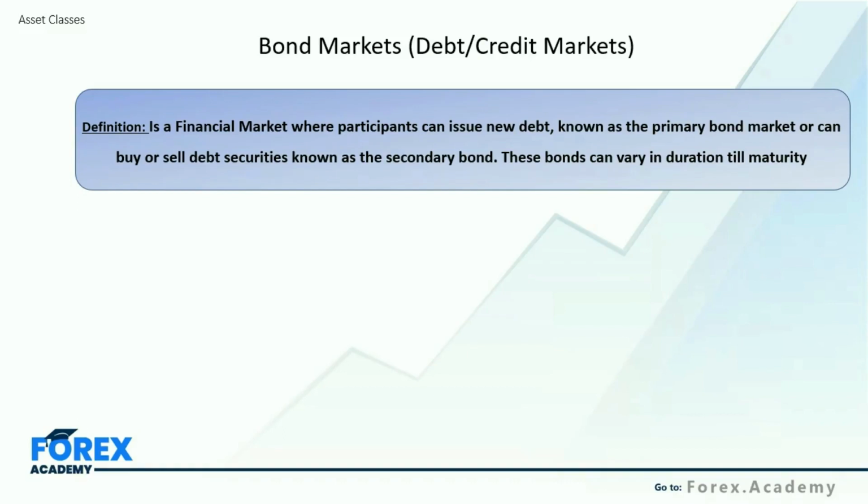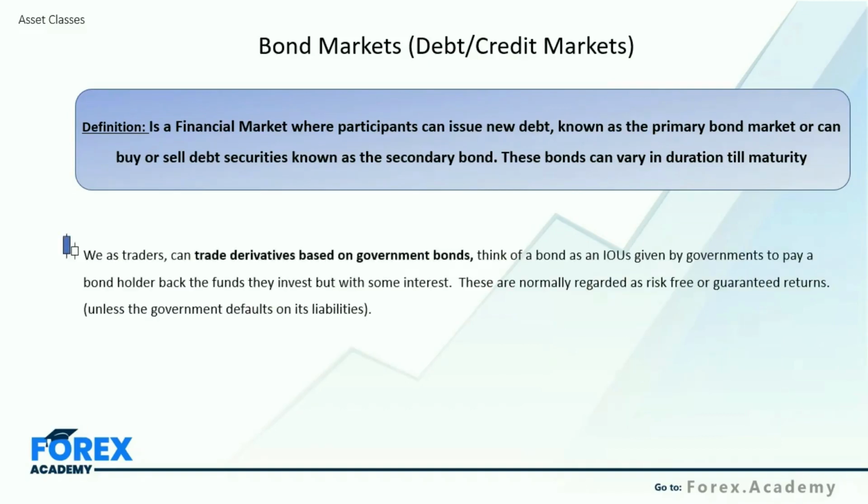But what most traders will be involved in is the buying and selling of these debt securities, which are known as the secondary bond market. And these bonds can vary in duration till maturity. So what we want to take away from this is that we as traders can trade derivatives as well based on these government bonds. So think of a bond as perhaps an IOU given by governments or companies to pay the bondholder back the funds they decide to invest, but with a certain percentage of interest added on top. So these are normally regarded as risk-free or guaranteed returns, unless, and there is a caveat to that, unless the government or the actual company itself defaults on its liabilities.